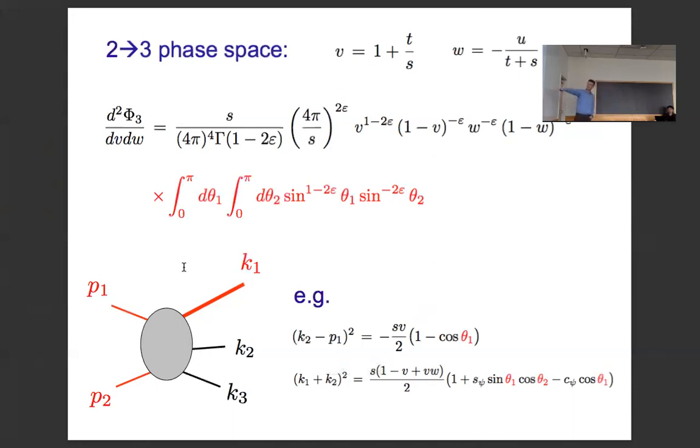Here are just 2 examples. If you have the Mandelstam variable between, for example, K2 and P1, it will contain the angle theta 1 that comes here. And if you have the Mandelstam variable between K1 and K2, for example, you might get both of the angles. So it's just a matter of computing: the full matrix element will contain these angles everywhere, and you need to integrate them out. It's difficult, but not very hard to do.